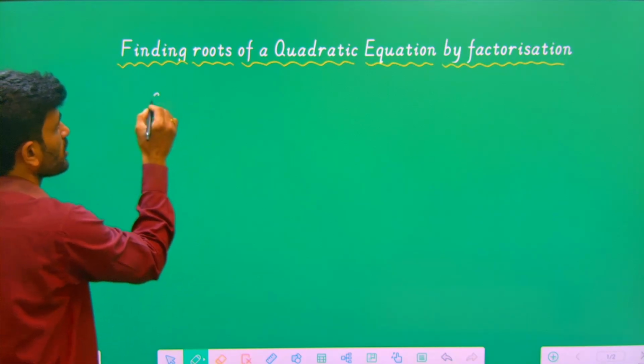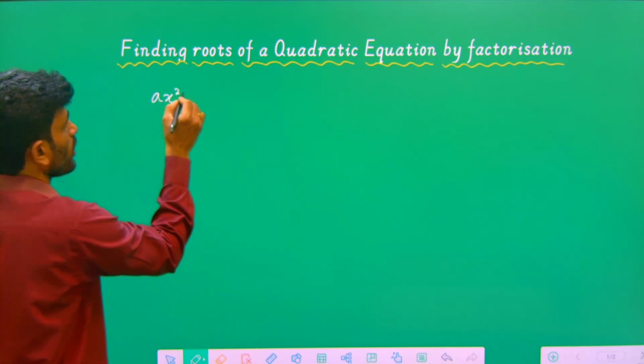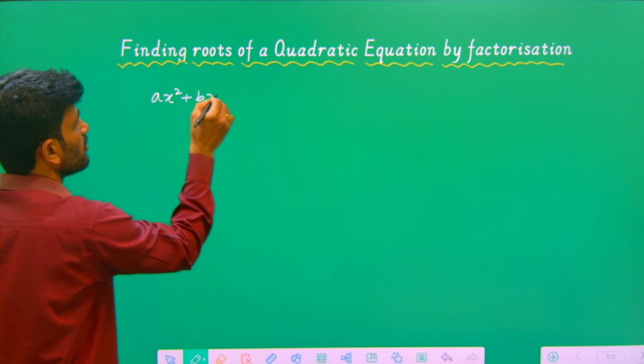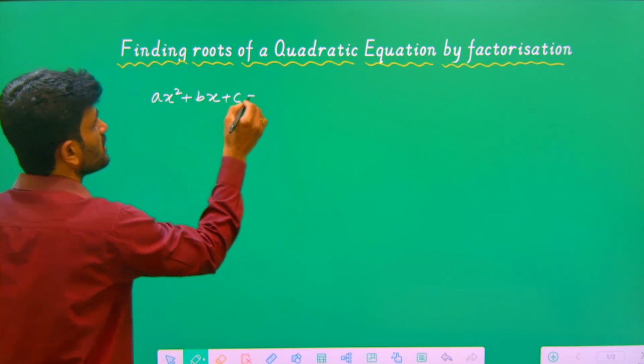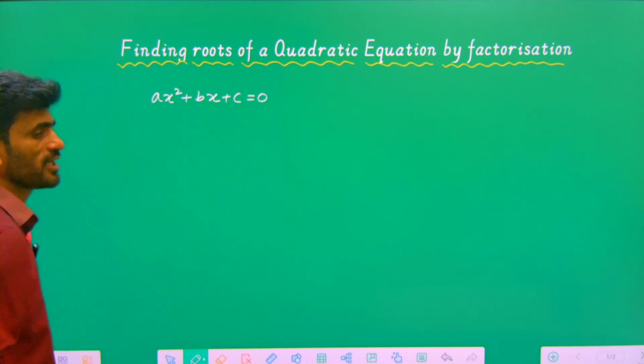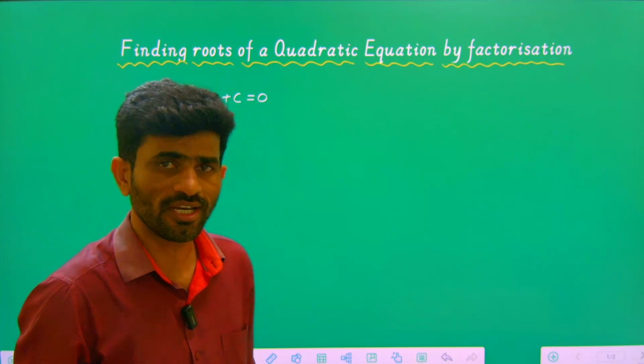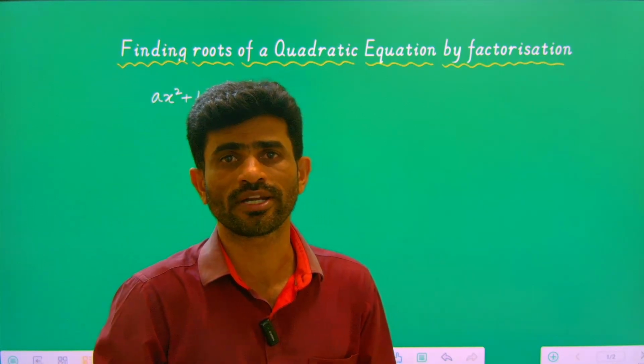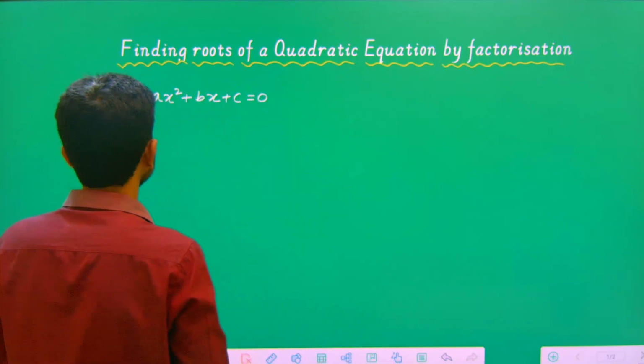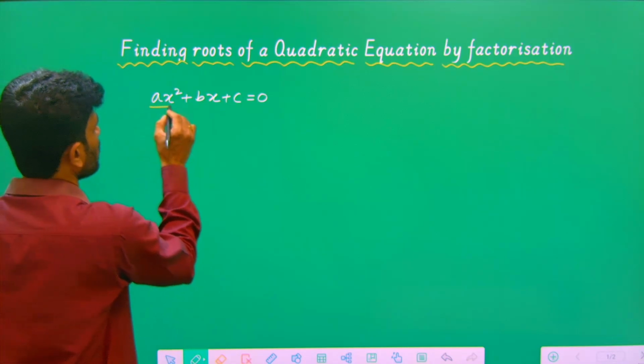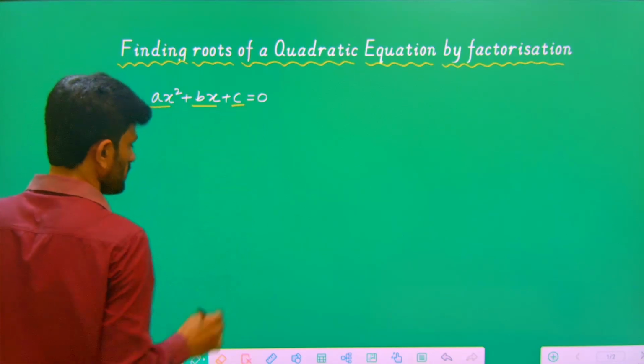The general form of a quadratic equation is ax square plus bx plus c is equal to 0. Generally, there will be three terms in a quadratic equation. What are the three terms? First term is ax square, second term is bx, third term is c.